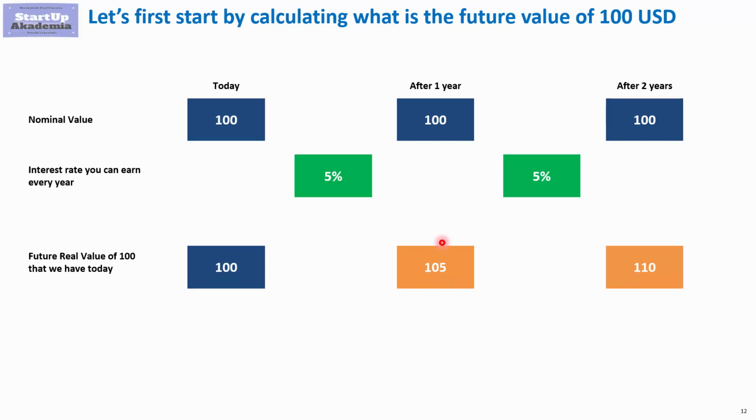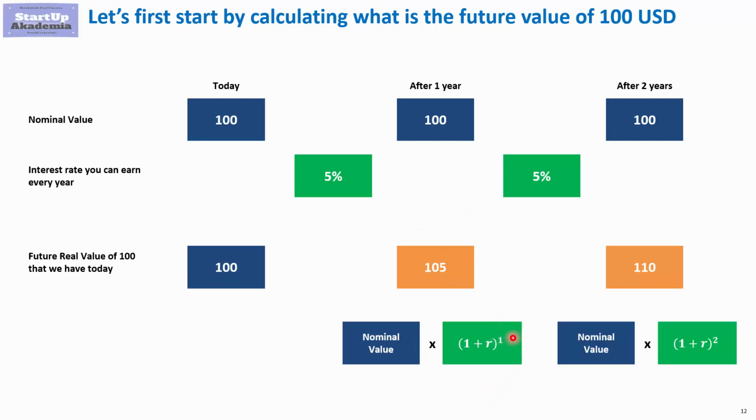We calculated using a very simple formula. This is just the nominal value multiplied by 1 plus the interest rate, so the 5%, and then to the power of the number of years that elapsed from the moment where we had the nominal value till now. So this is just 1 year. That's why we've got 1 here. But in the case of what happens after 2 years, we have 2, because 2 years elapsed after today.